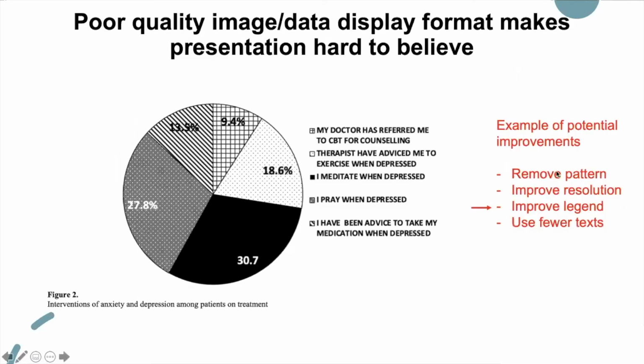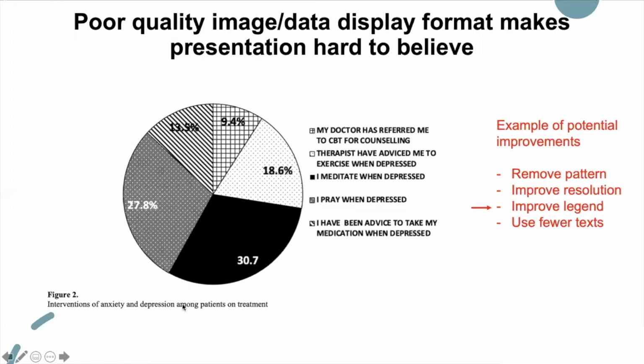For example, we don't need these patterns here. Even if you have to use a pattern, you can just use the pattern only in this box. Everywhere else, you don't need a pattern, right? Improve the resolution of this image. There are many ways you can do that, and I can demonstrate that if time allows. But also improve the legend. So put something here to explain to us what is going on.